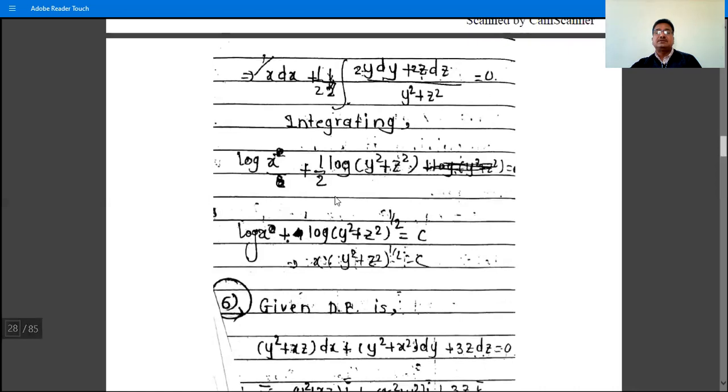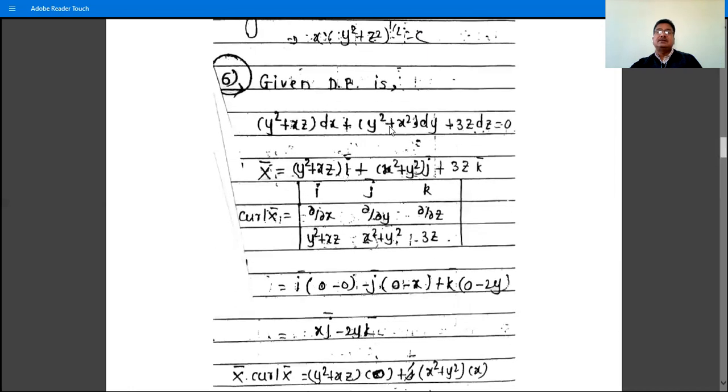by log x plus log y square plus z square raised to half, by using the rule m log a is log a raised to m, and then log a plus log b is log a into b. So x into y square plus z square raised to half is equal to new constant, suppose c1.